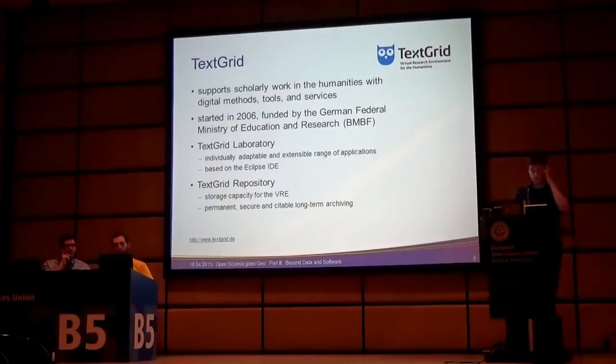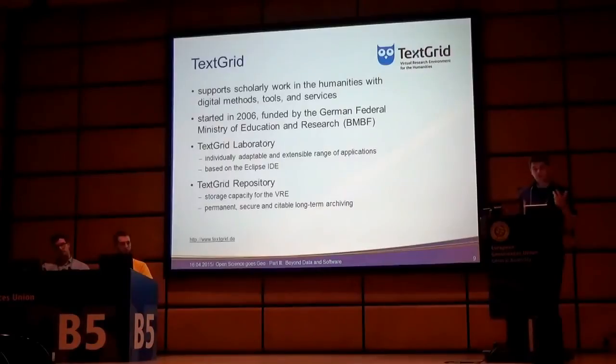Okay, so the first example is the TextGrid virtual research environment. Some people say it's the only classical virtual research environment that seems to work in Germany. They evolved beyond this prototype and are now working on a plan for having a sustainable operation of this thing. It's supposed to support scholarly work in the humanities, so it's about doing annotation on text corpora and collaborating on these things.